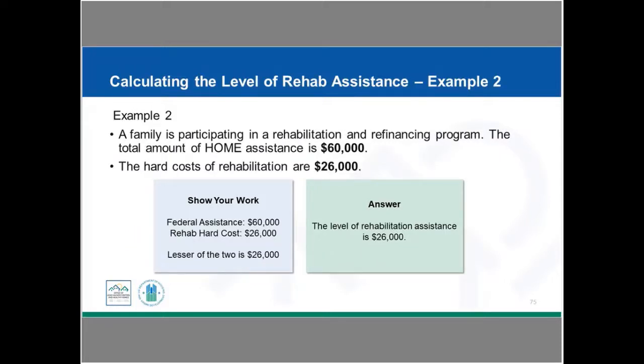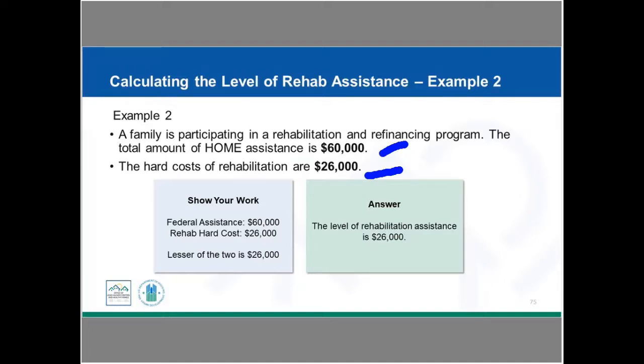Let's look at another example. So again, same thing, we're doing single family. So single family is the lesser of the hard costs of rehab, all sources, excluding soft costs and lead hazard control costs, or the amount of federal assistance. So the family is participating in a rehab and refinancing program. The total amount of home assistance is $60,000, and the hard cost of rehab is $26,000.